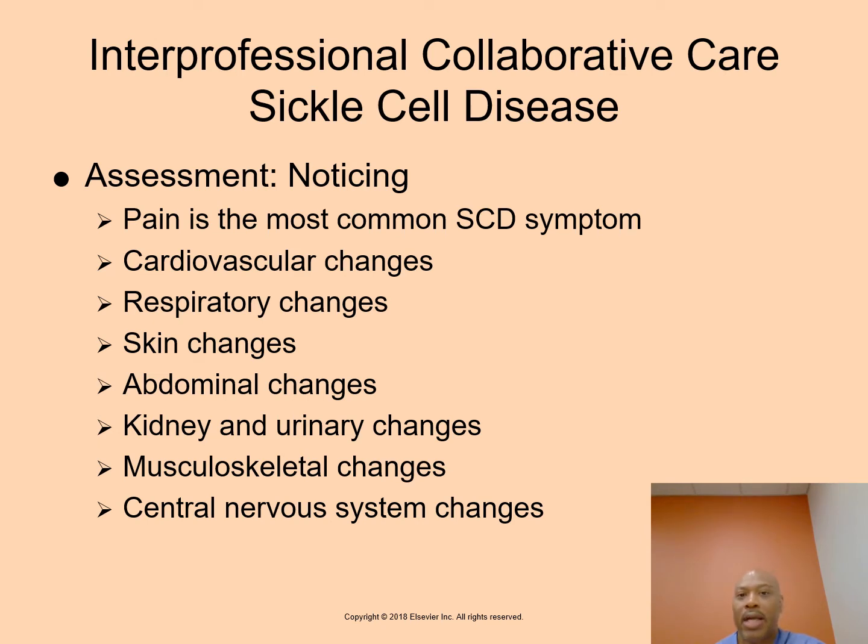We want to check for range of motion in these patients, as well as pain. We want to check their arms and legs for color, for swelling, and for temperature differences. You may have more occlusion in one arm versus the other, so you want to compare those differences.